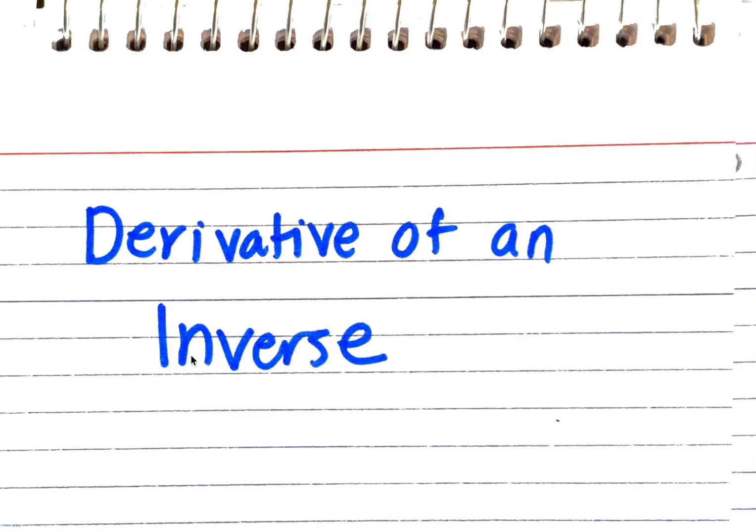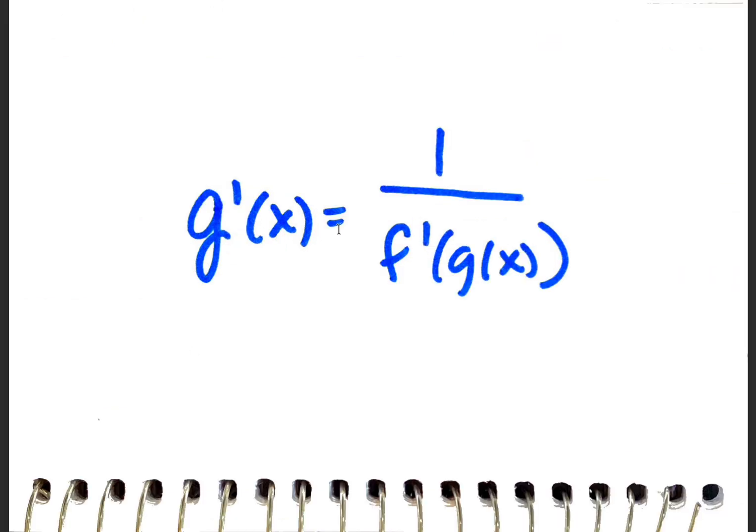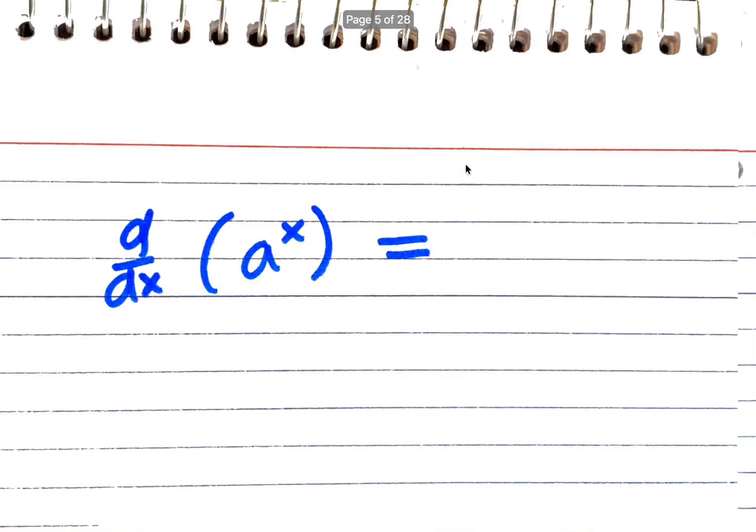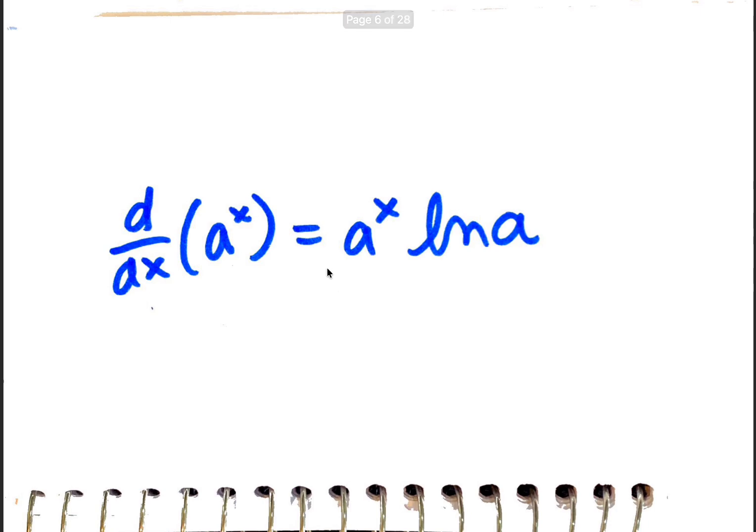Moving on to derivative of an inverse. g prime of x is equal to 1 over f prime of g of x. What is the derivative of a constant raised to the x power? It will be a to the x times natural log of a, so natural log of that constant. This is good to memorize.